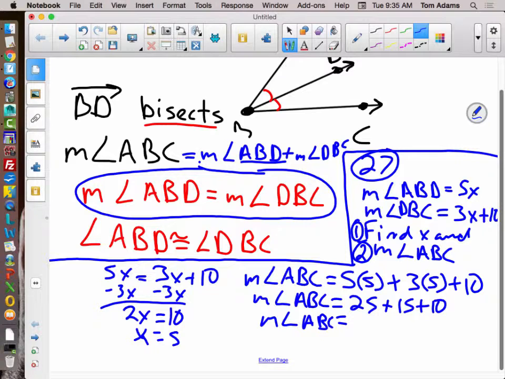Let me label some things here. 40, 50. I don't know. Did you guys check that in the back of the book? Is that what it was?